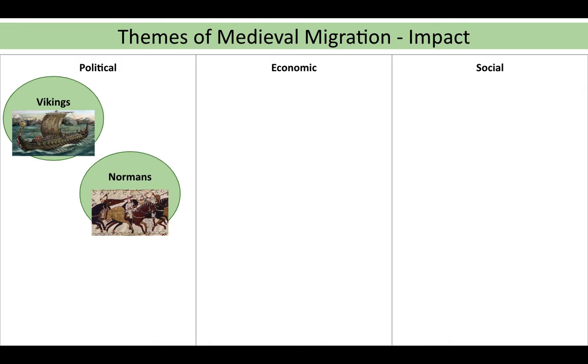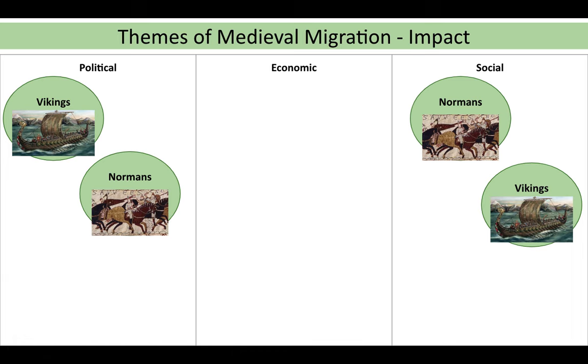Political impact is mainly Vikings and Normans, both of whom successfully invade and either take over the whole country or most of the country. In the case of the Vikings, they changed the political system by using things that encourage democracy and trial by jury. The Normans obviously introduced the feudal system and completely changed the power structure.